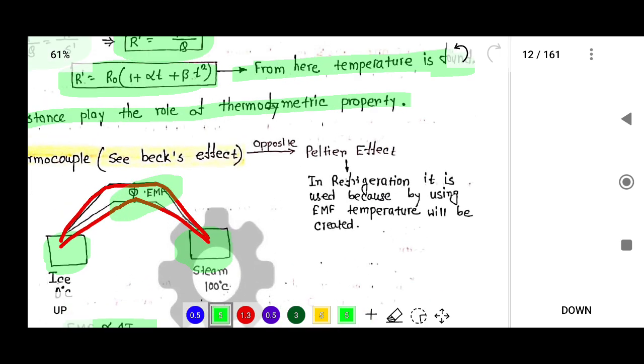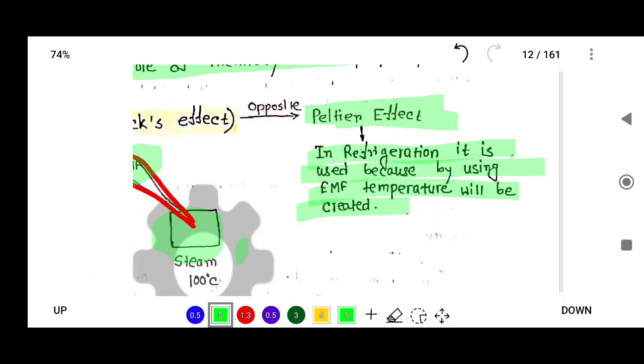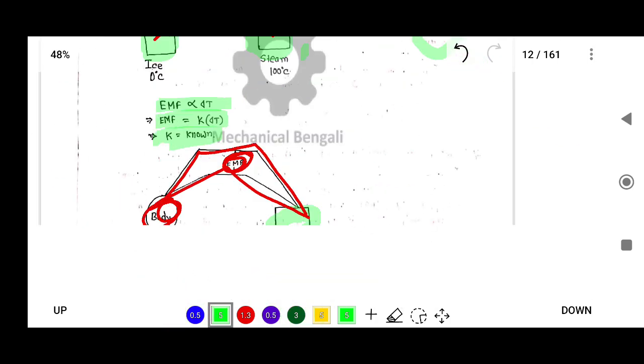Now there is another effect, the Peltier effect. The Peltier effect is used in refrigerators because by using EMF, a temperature difference is created. In the Seebeck effect, due to the temperature difference, the EMF is created. But in the Peltier effect, when there is an EMF, a temperature difference is created. So Peltier effect is just opposite to Seebeck effect.